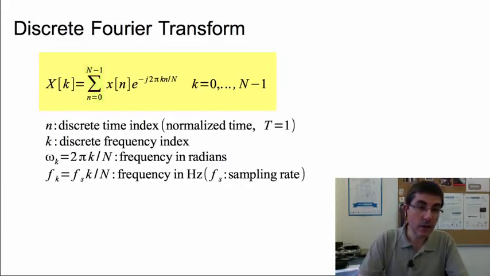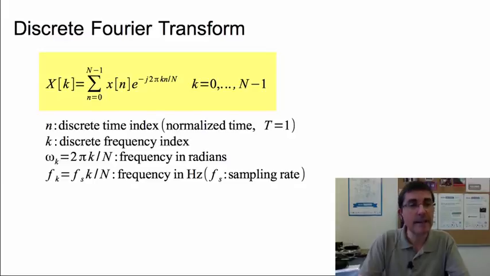And then as a result, we obtain capital X of K, which is our spectrum. Okay, and the index K refers to the frequency index. So we have capital N frequencies, the output, which is the result of computing capital N samples of the input.